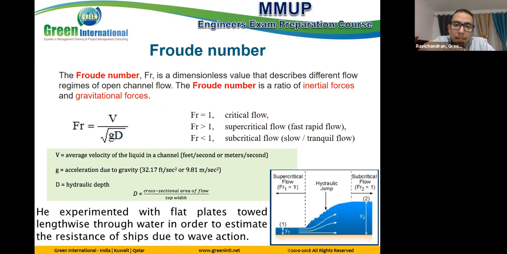Froude number is also a dimensionless value and is a ratio between inertia force and gravitational force. And this one describes different flow regimes of open channel flow. What is the definition of the Froude number? Ratio of inertia force to gravitational force. The other one was inertia force to viscous force.